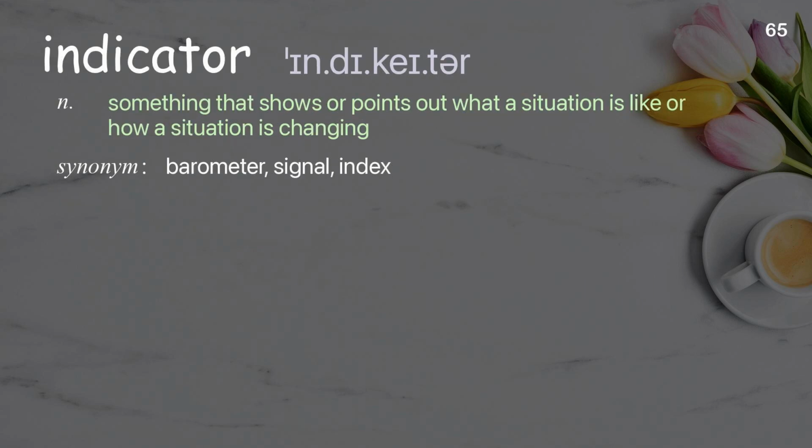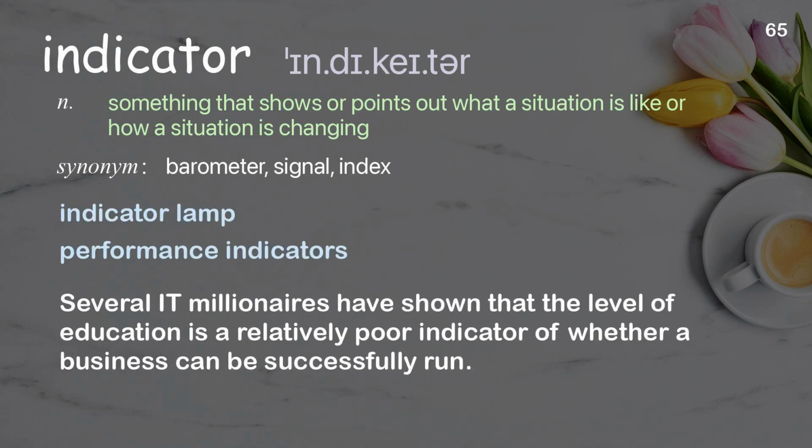Indicator. Something that shows or points out what a situation is like or how a situation is changing. Examples: Indicator lamp, performance indicators. Several IT millionaires have shown that the level of education is a relatively poor indicator of whether a business can be successfully run.